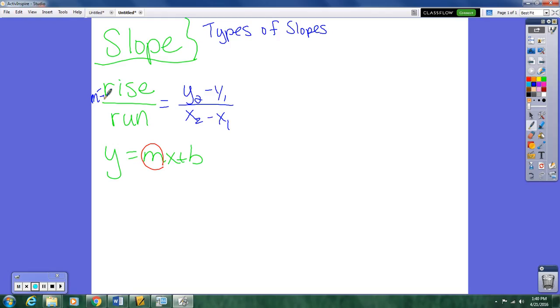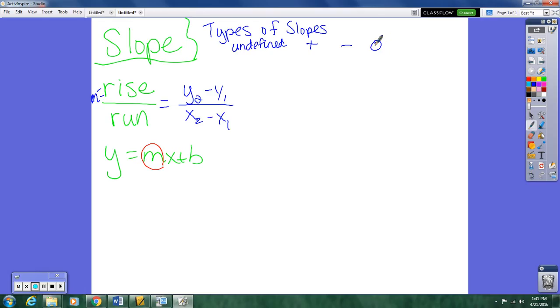Good. Right. One of them's undefined. That's one of them. Positive slope and a negative slope. One more. 0 is the other one. Good. Undefined, positive, negative, and 0.